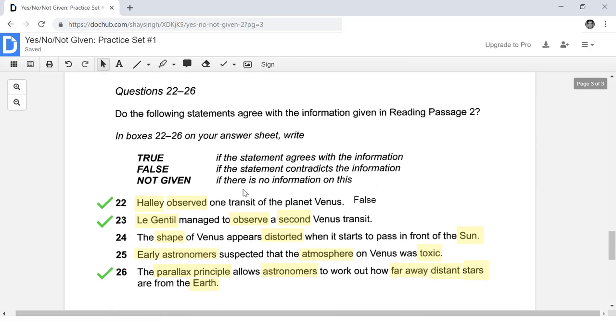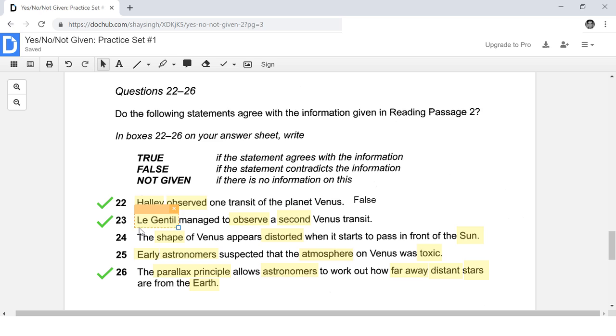And I want you to compare these two sentences now. That's what you have to do every time in a yes, no, not given question. Find the matching sentence and then compare that sentence with the question sentence. Find out if the information agrees with each other, or does it contradict each other? Is it different? Or is there simply no information given about this topic? So that's how you're going to be choosing the correct answer out of these three options.